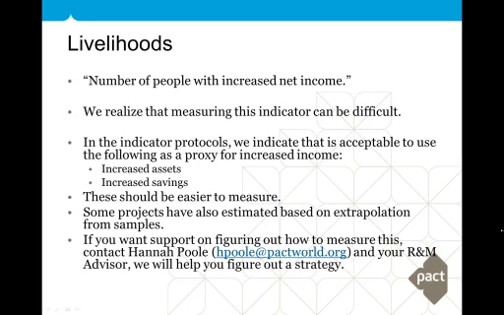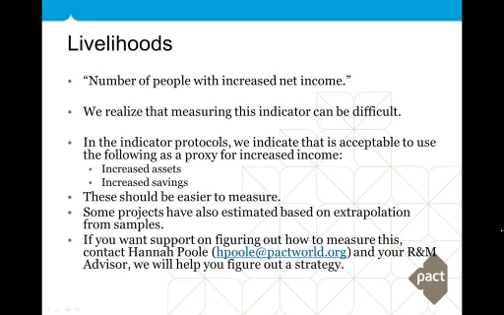Another thing that we've seen projects doing that seems like a good practice is to estimate the number of people with increased net income based on extrapolation from samples. So if you've had a study done of your population and determined that 40% of the people in the sample had increased income this year, you could extrapolate that to the entire population of livelihoods participants that you work with.